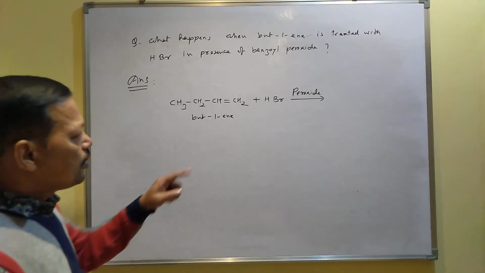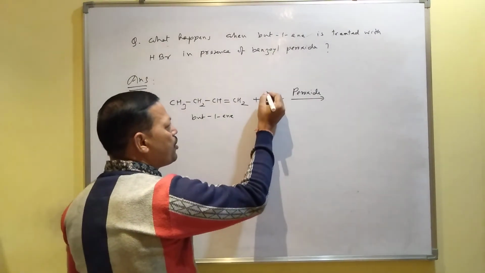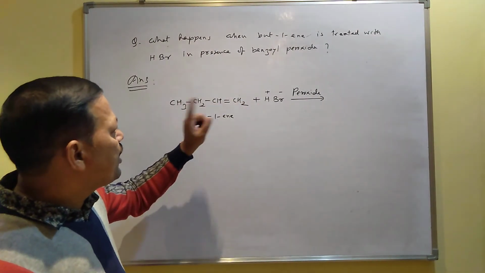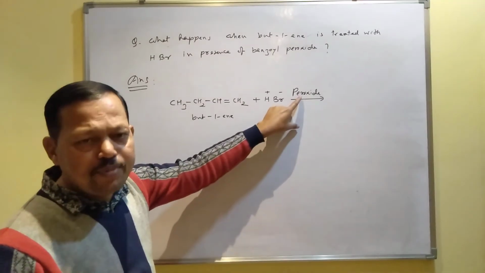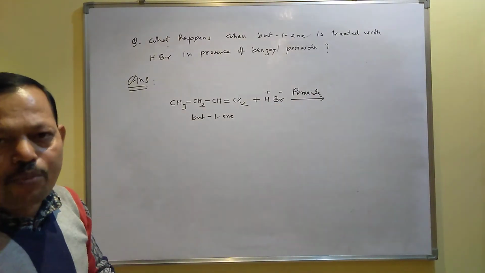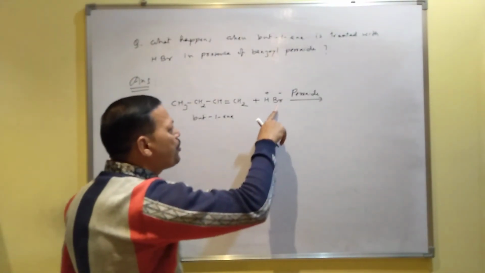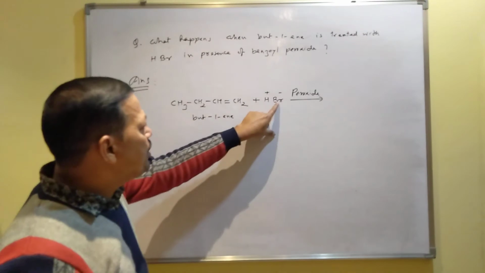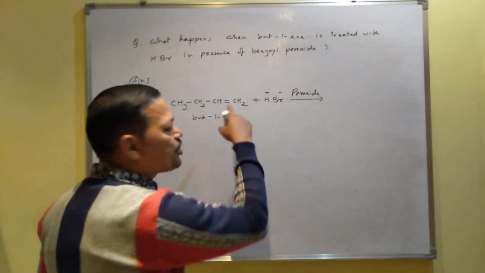You know, when you apply HBr with this alkene, this substance contains one positive ion and one negative ion. You know, the positive ion is added to that double bonded carbon atom which contains less number of hydrogens. But here peroxide is present. When the reaction is carried out in presence of peroxide, then the Markovnikov rule becomes opposite, which is called the peroxide effect or anti-Markovnikov rule. So here the negative ion is added to that double bonded carbon atom which contains more hydrogens. So Br minus will be joined with this carbon and hydrogen will be joined with this carbon, and the double bond is converted to single bond.